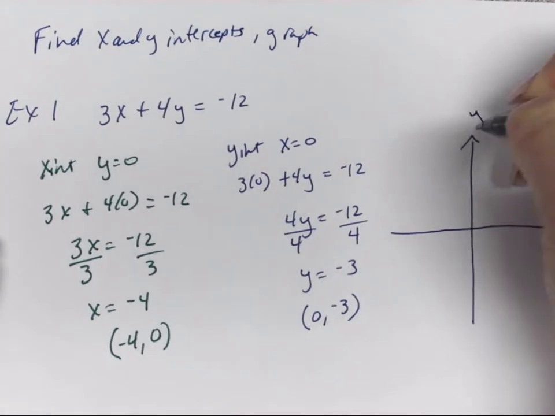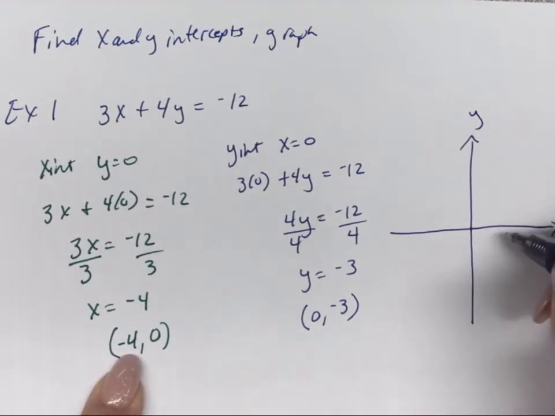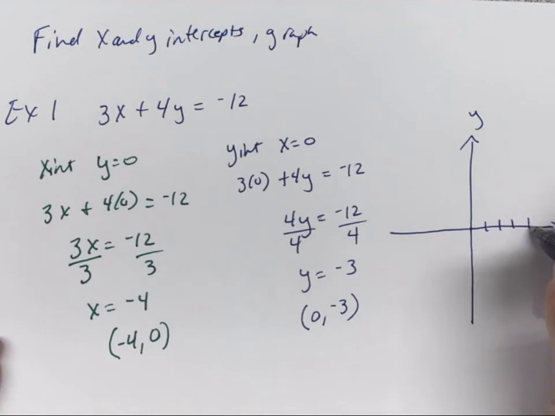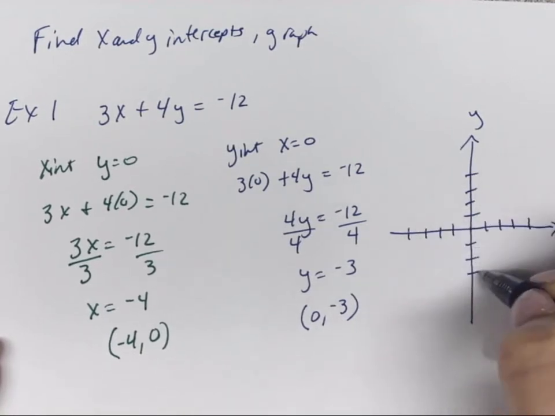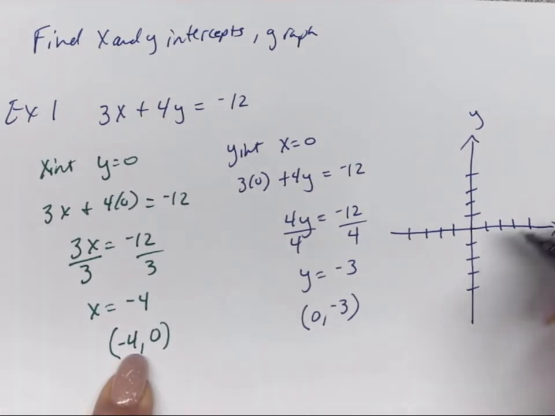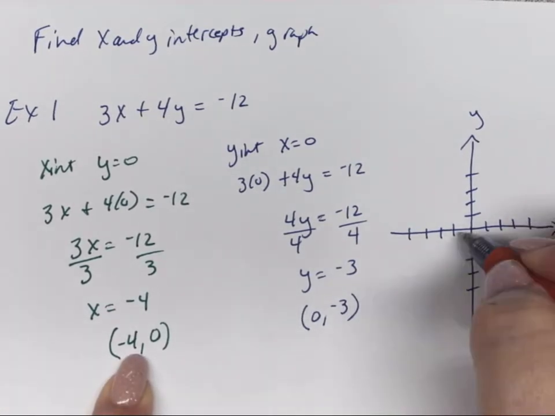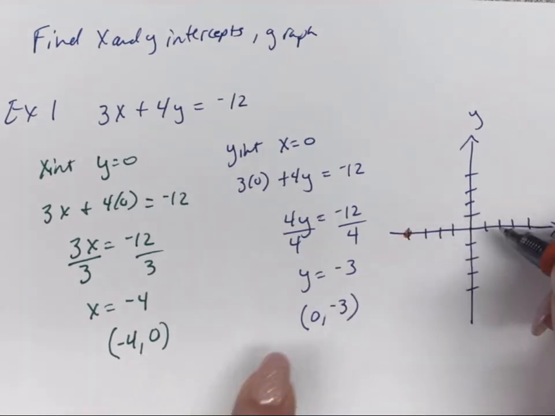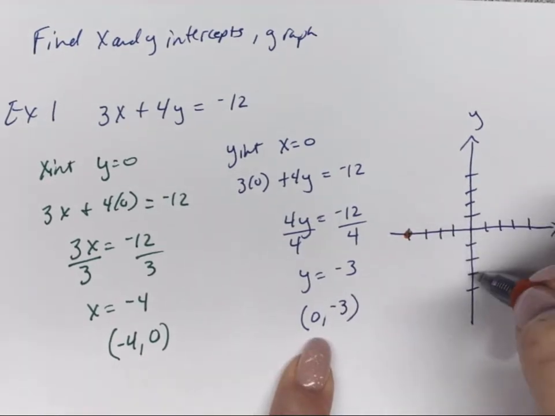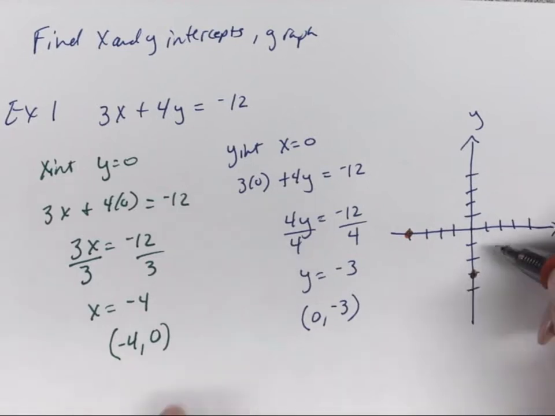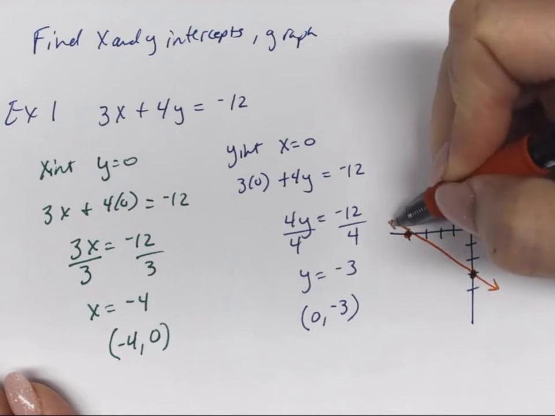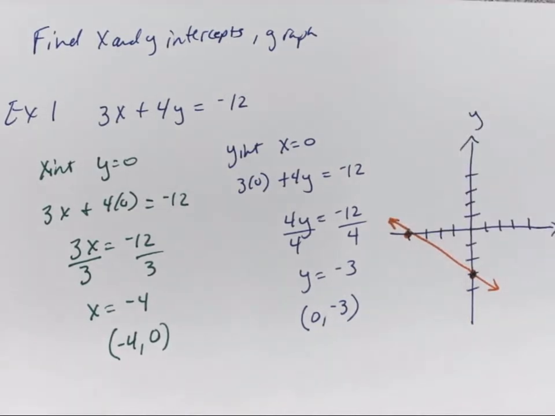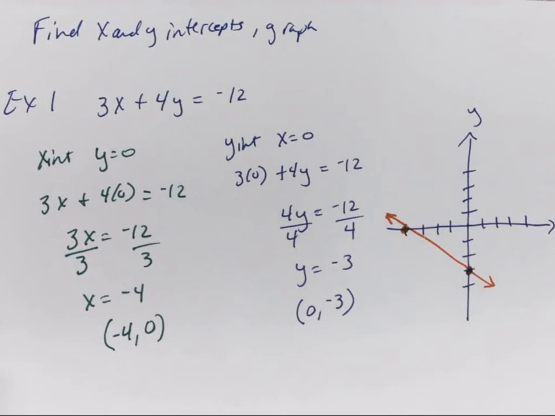We have x, we have y. We need like 4 hash marks. So 1, 2, 3, 4. All right, so our x point is negative 4, 0, so at negative 4. And our y point is at negative 3. And then we'll draw our line with arrows on either side to show that it is a line. And that's all you have to do on that. All right, let's go look at example 2.